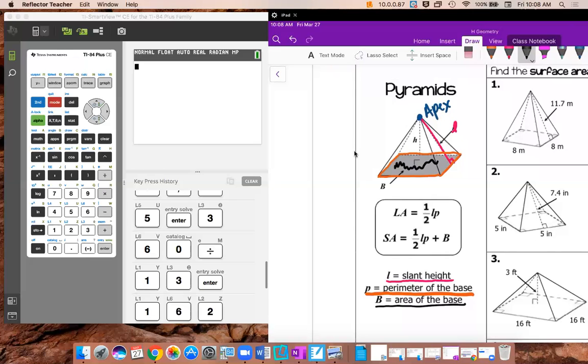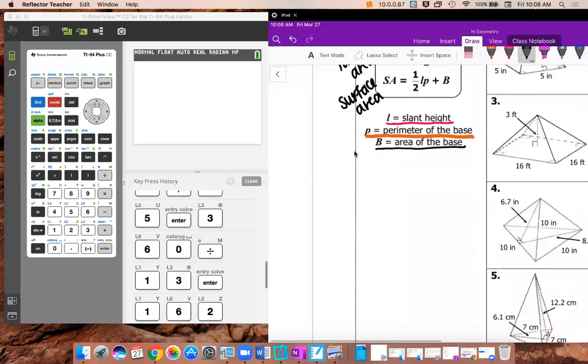This first formula is for the lateral area, and the bottom one is for the surface area, which are really similar to each other, but there are only two differences. So I'm going to move down here and write them down.